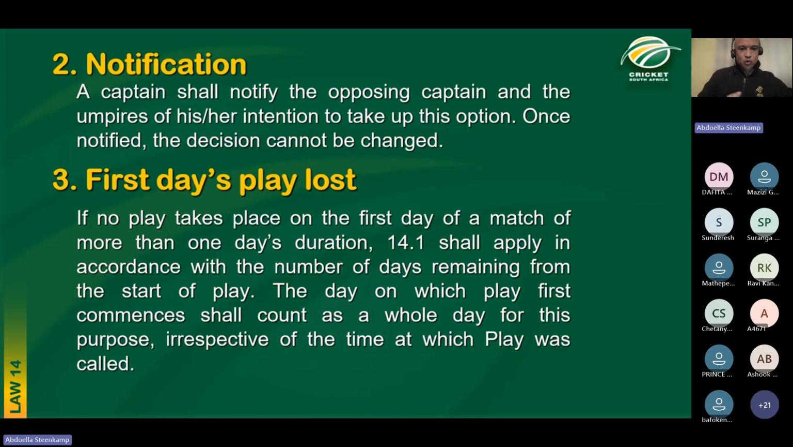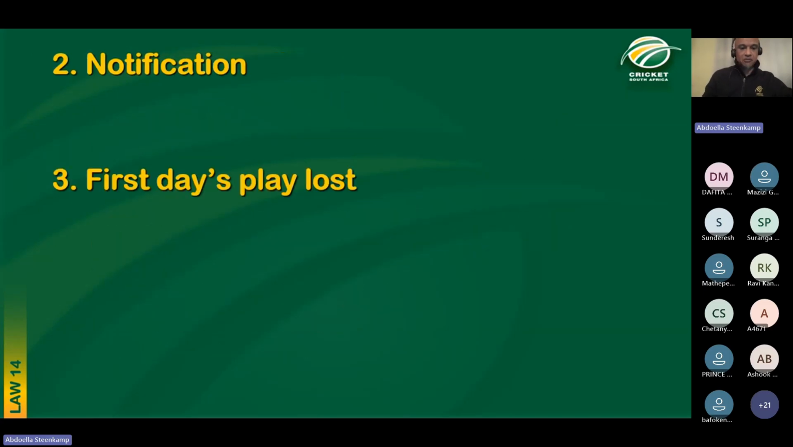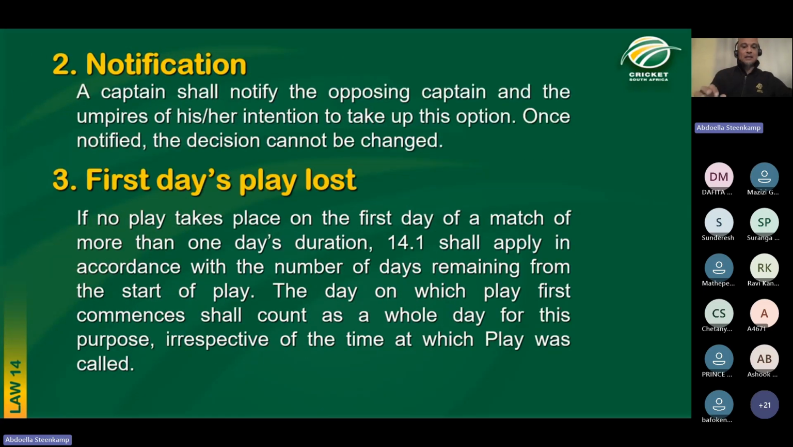Now the law tells us because we lost the whole of day one, no play took place on day one. Now when it comes to the minimum lead in terms of the follow on, we now need to look at the remaining days left in our test match, which is 4, and we now need to look at what the minimum lead should be for a 3 or 4 day game, and you can see it is 150. But it must be that no play took place on the first day of the match. In my example, the test match, we lost the whole of the first day, and then we look at the remaining days.